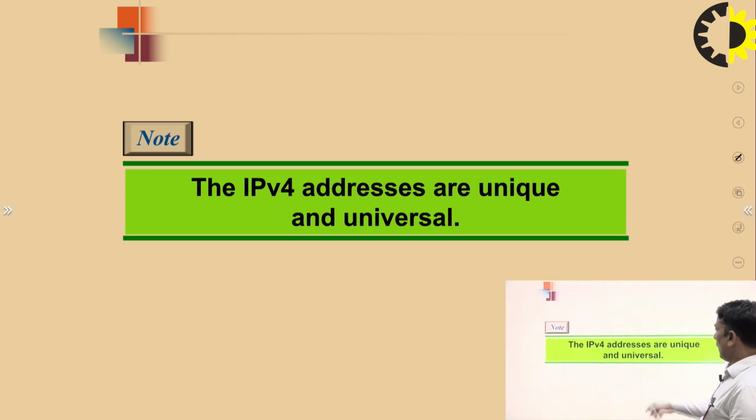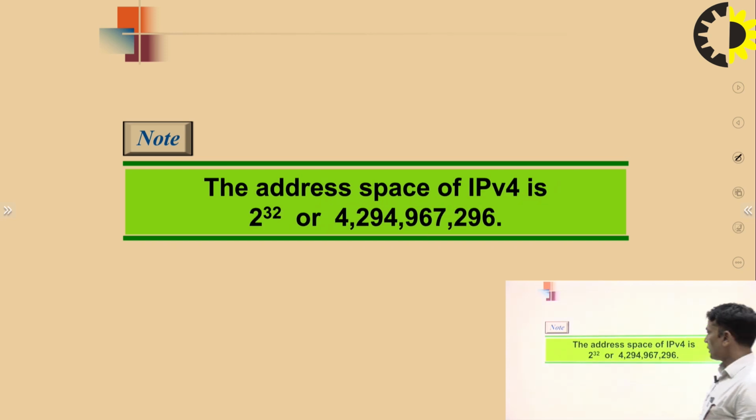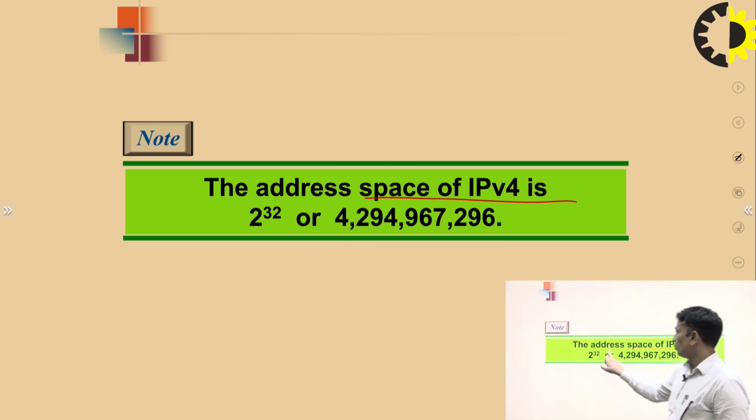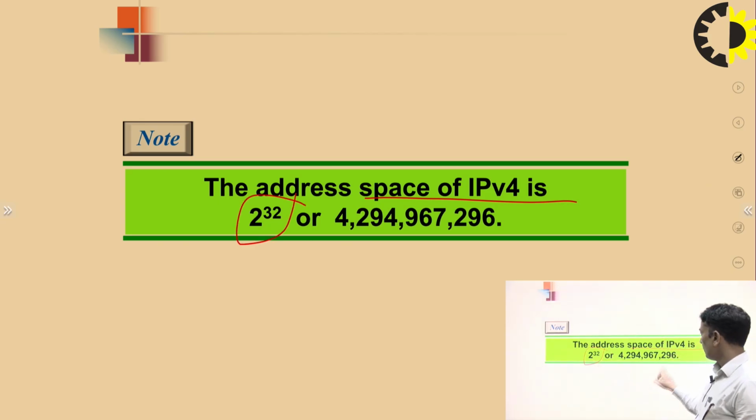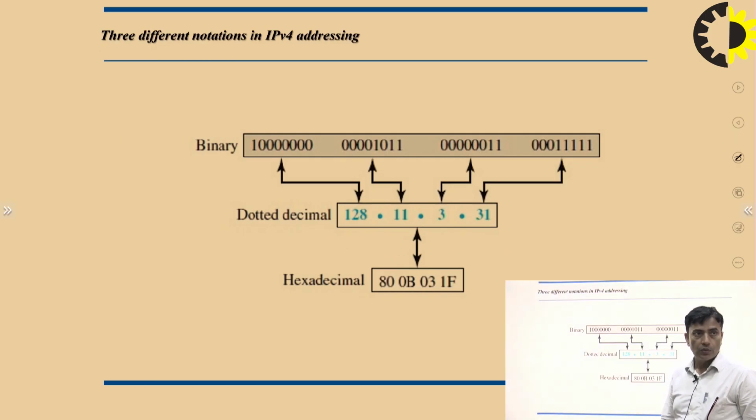So IPv4 addresses are unique and universal, globally accepted. The address space is 2 power 32. This is the address space: that many unique addresses may be generated by using this protocol.